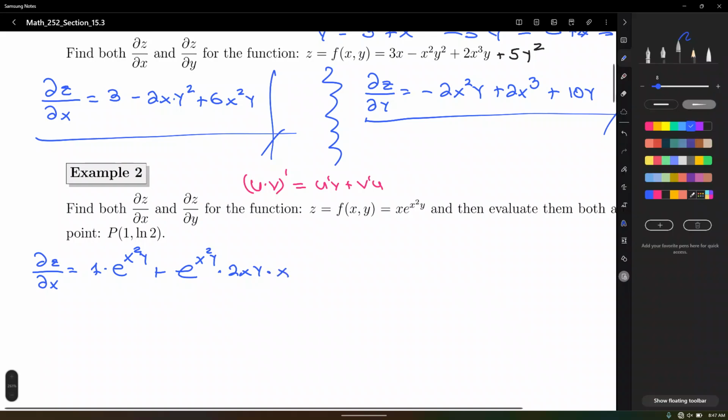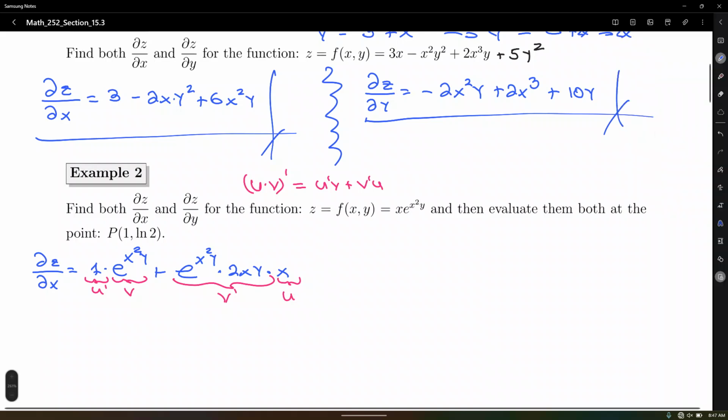Okay, let me just label so you can see what we're doing here. That is u prime v. All this madness here is v prime, and this x is u. So you can see the product rule in action for this exercise. And we're done. We're essentially done. Let's just clean up. So that equals e to the x squared y plus 2x squared y e to the x squared y. So that is our partial derivative with respect to x.